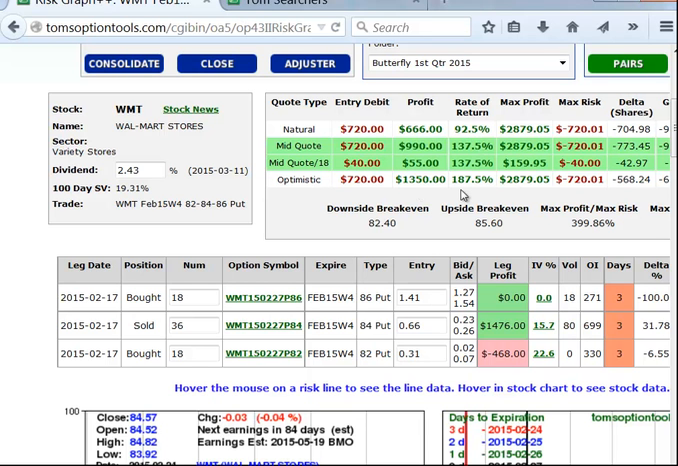Best case scenario was almost 200% return, and mid-quote level for a pretty active open interest option was over 100% return. But again, the discussion here is looking at the what-if analysis.